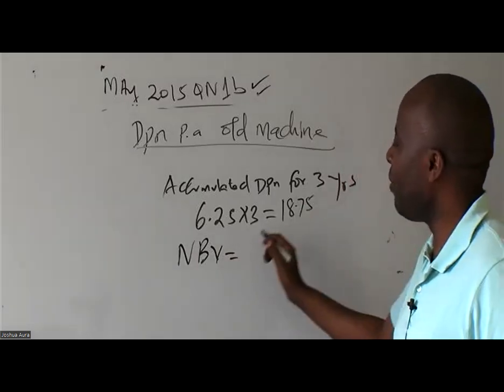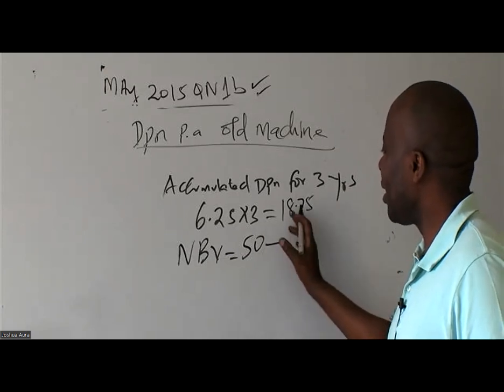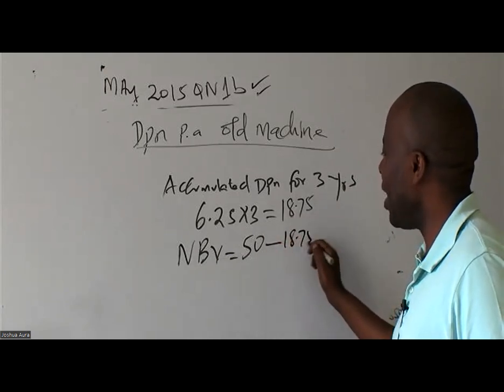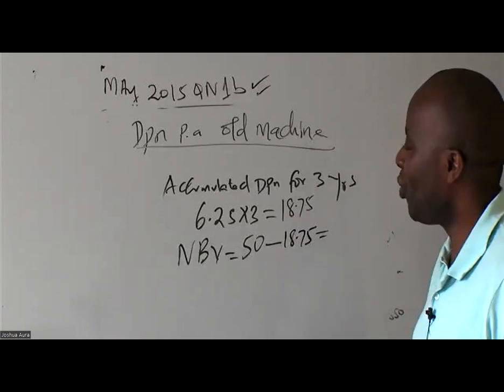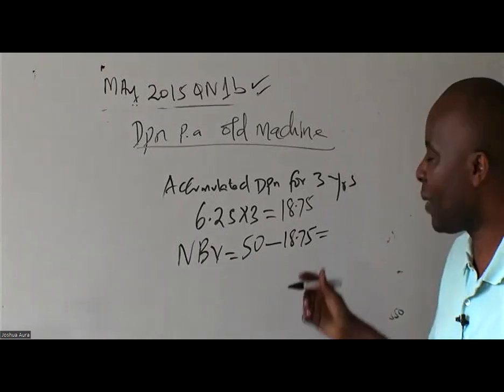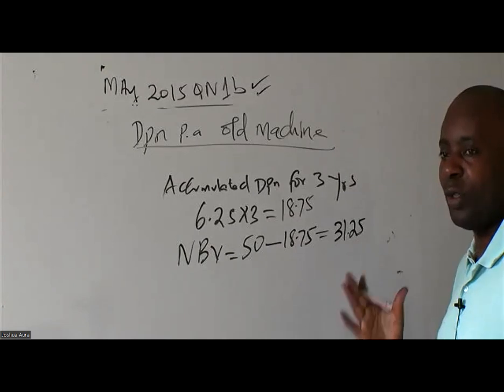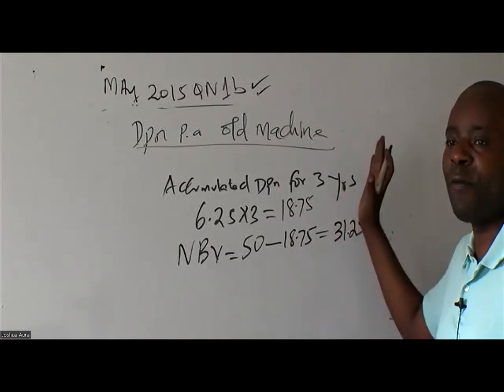The net book value, remember we bought this asset at 50. It has lost value by 18.75. So what is the net book value? 50 minus 18.75 gives me what net book value? It is the new cost, 31.25. So this is like the cost that we are starting with on the 3rd year, moving forward now.